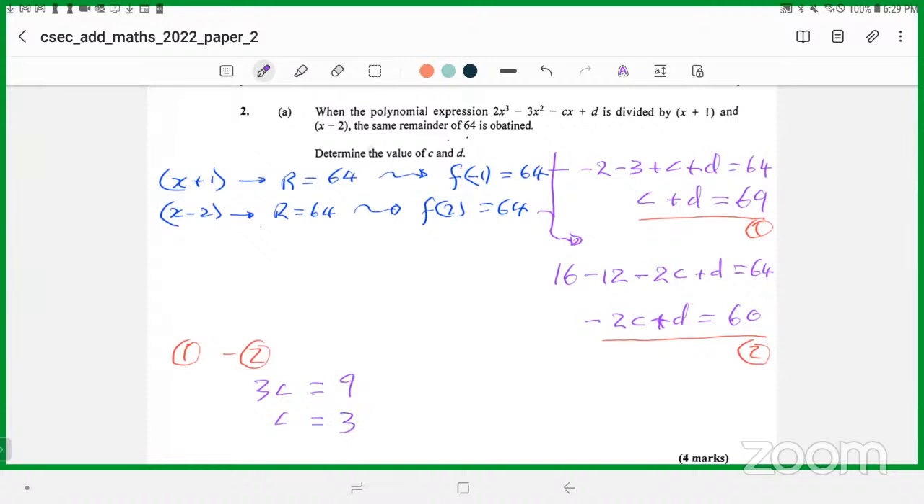Then if c equals 3, when I substitute this 3 here for the c, I'm left with 3 plus d equals 69. Subtract the 3 from both sides. D equals 66. So d will be equal to 66. And those are my answers right there.